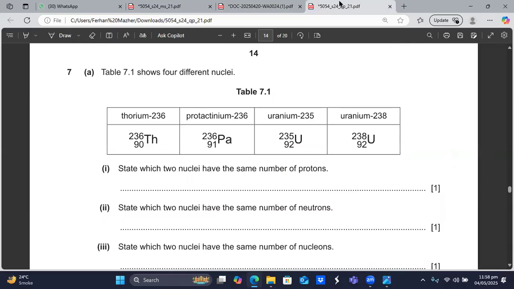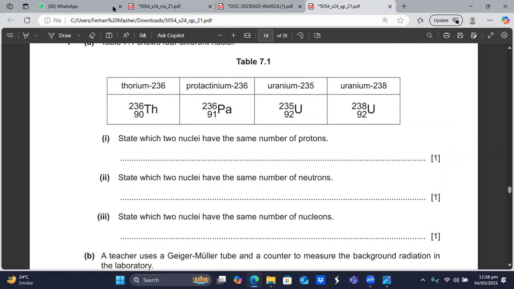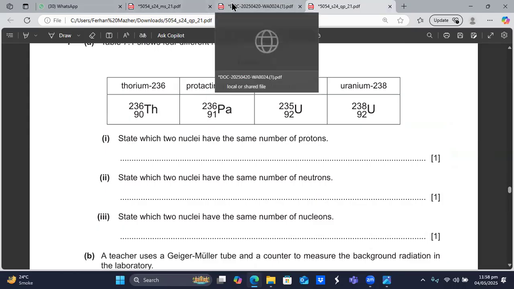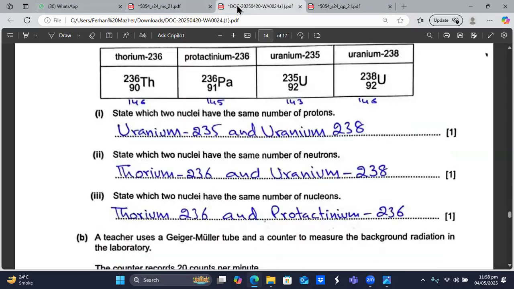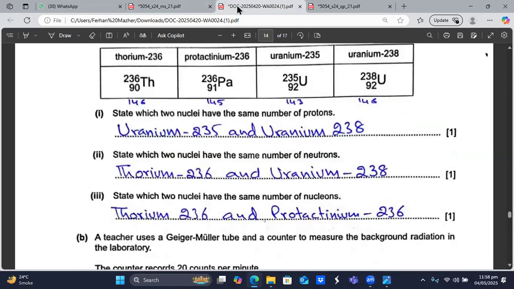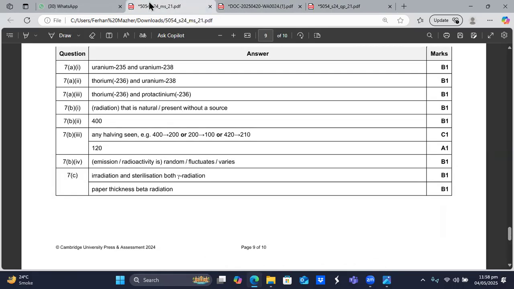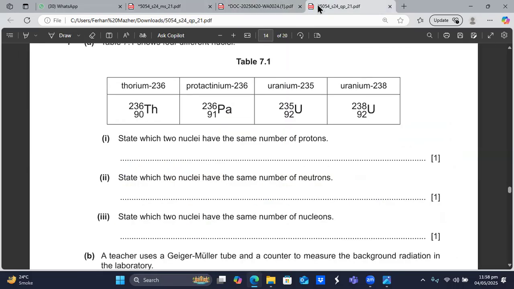Okay, the next third part of question number 7: state which two nuclei have the same number of nucleons, whose mass number is the same. So 236, 236. Thorium 236 and protactinium 236 have the same nucleon number. So that is question number 7A part.